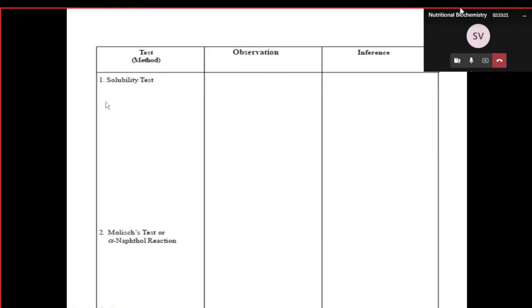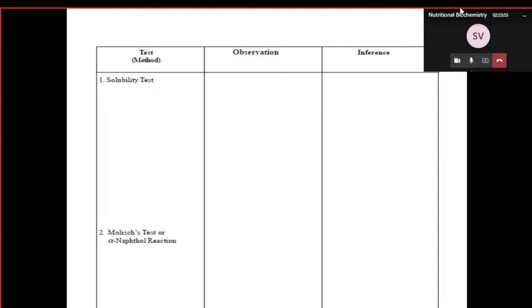So the solubility test, you will explain how to do that test in simple terms, then write the observation. The sugar was completely soluble, or the sugar did not dissolve, or it had turbidity. Like that you can write whatever is the observation. Write the inference. If it is completely soluble, you can say it shows the presence of monosaccharides and disaccharides. If it is turbid, it shows the presence of polysaccharides.